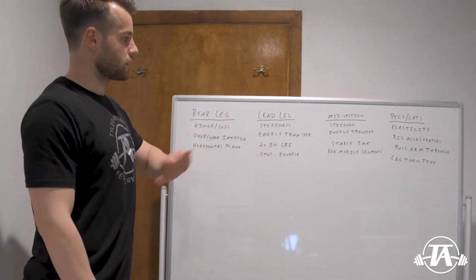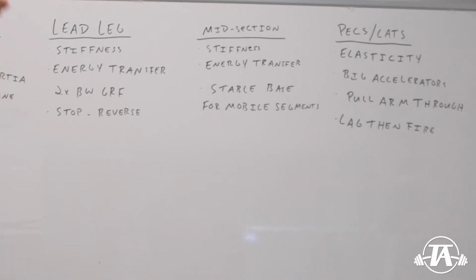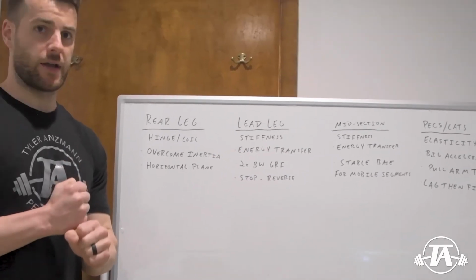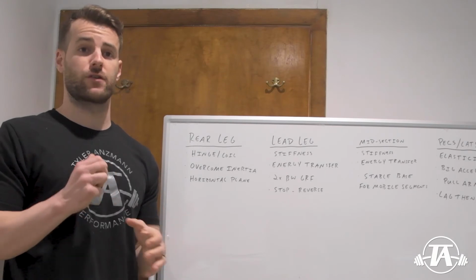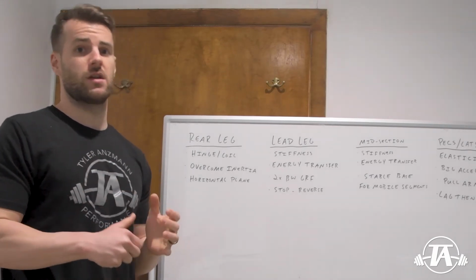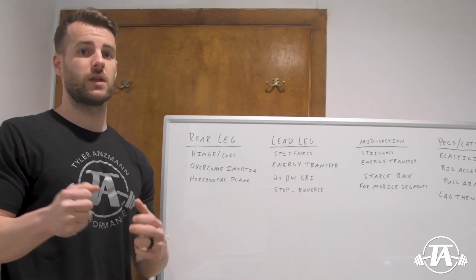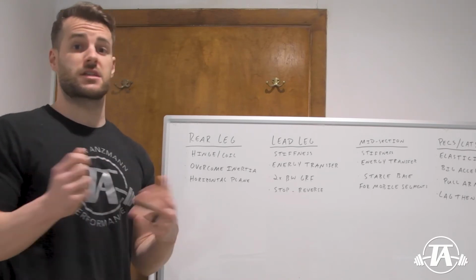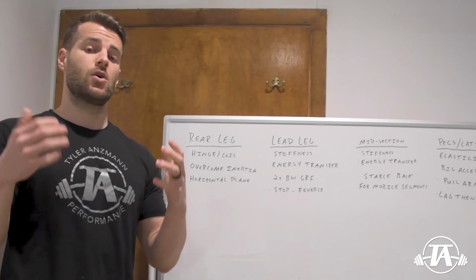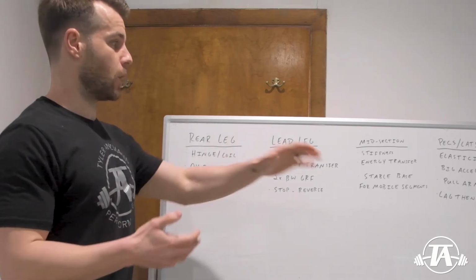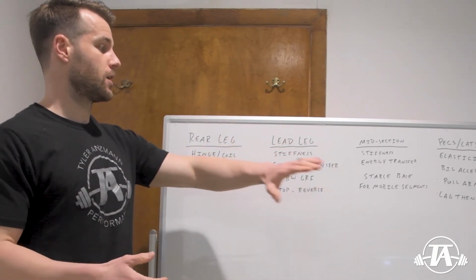Midsection, similar to the lead leg actually, right? And so what's going to happen here, same deal, stiffness, energy transfer. It's going to provide a stable base for those mobile segments. So what that means is the lumbar spine really isn't going to offer, or shouldn't offer too much rotation, flexion, extension, any of these things. It's really meant to be kind of a stable joint that the thoracic spine can then rotate freely on top of. But if we don't have adequate strength and stiffness here, we've got problems.